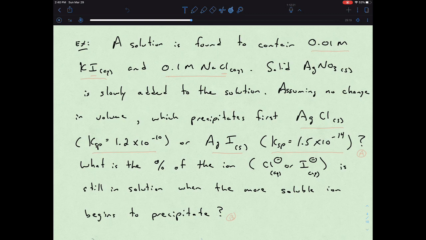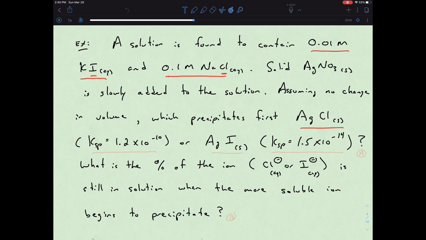And so that's our second question. Just to go back, we have a solution that contains two things: 0.01 molar potassium iodide and 0.1 molar sodium chloride. Really what we're interested in is the iodide and the chloride. We then add solid silver nitrate to that, and now a precipitation process is going to occur. What precipitates out first, the silver chloride or the silver iodide?